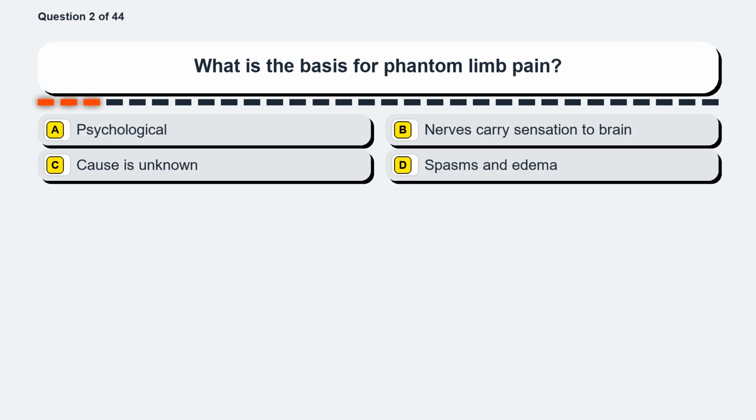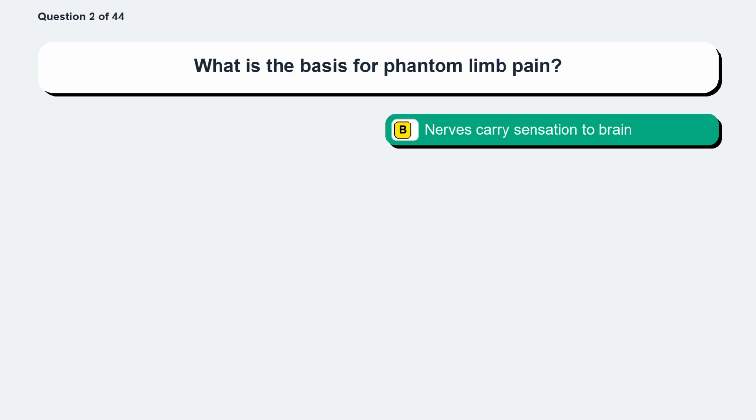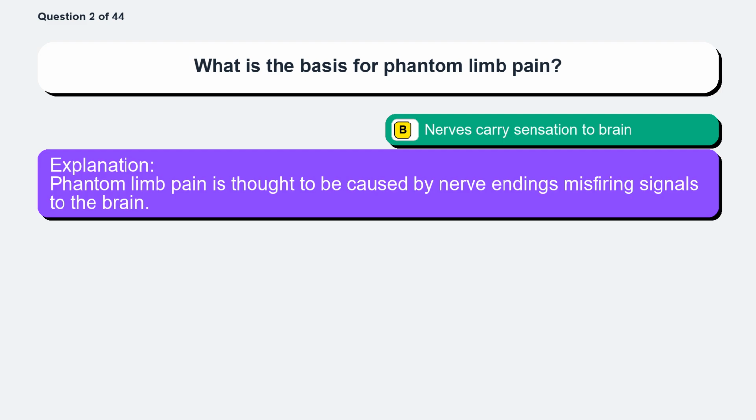Question 2. What is the basis for phantom limb pain? Option A, psychological. Option B, nerves carry sensation to brain. Option C, cause is unknown. Option D, spasms and edema. The correct answer is option B, nerves carry sensation to brain. Phantom limb pain is thought to be caused by nerve endings misfiring signals to the brain.